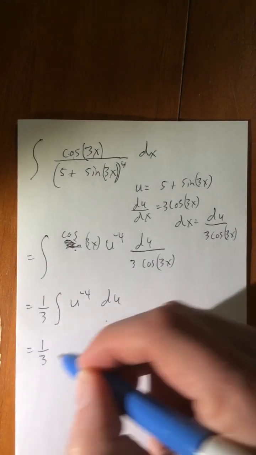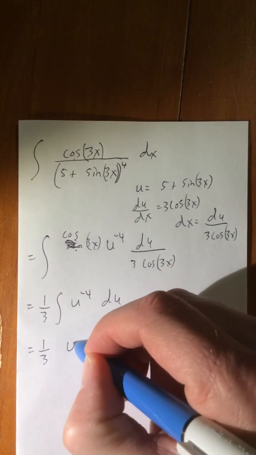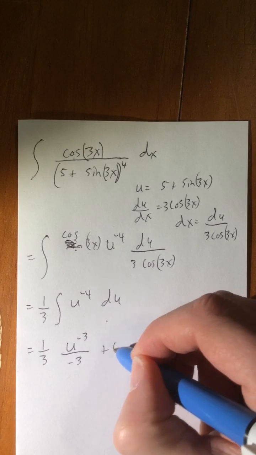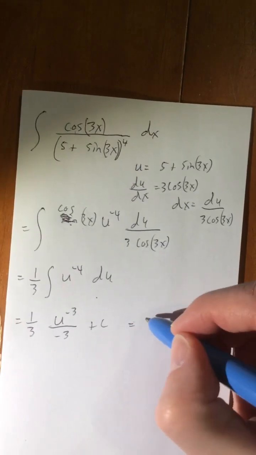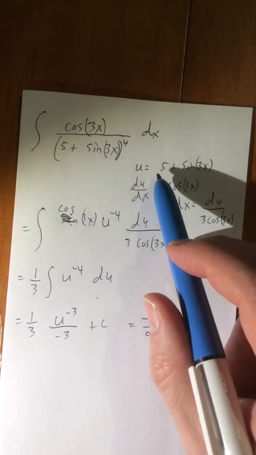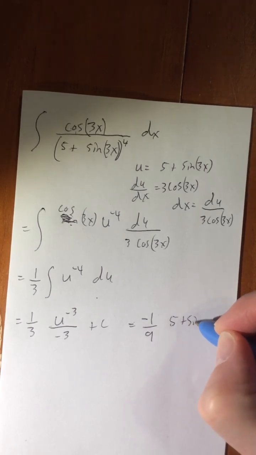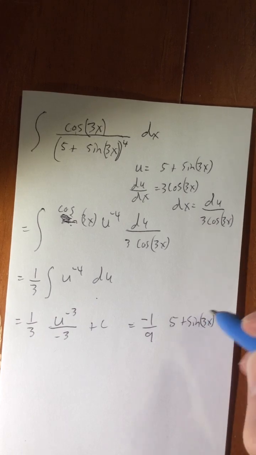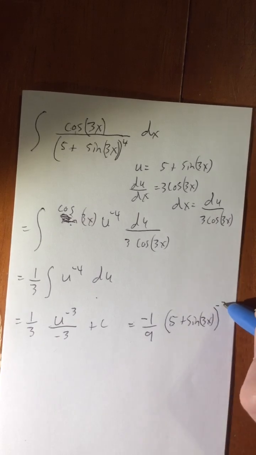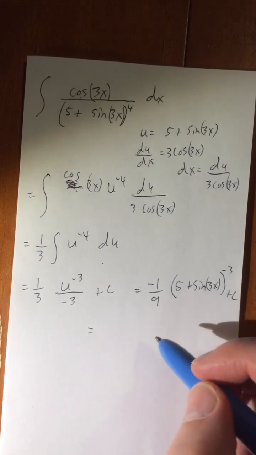So we're going to have 1/3. So we're going to add 1 to this. So that's going to be negative 3. So we're going to have u to the negative 3 over negative 3 plus c. So that's going to be equal to negative 1/9. U is, what did we say u was? That, 5 plus sine 3x. So we're going to have 5 plus sine 3x to the negative 3rd power plus c.